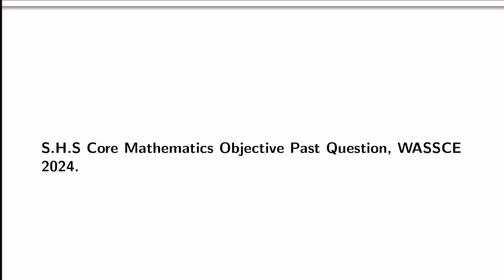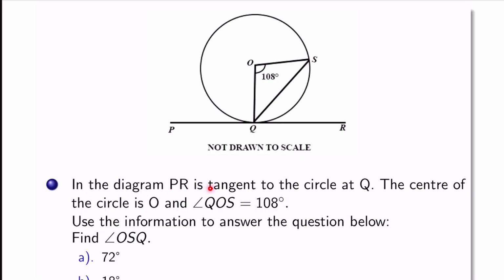We continue with part 3 of the SHS Core Mathematics Objective Past Question WASSCE 2024. In the diagram, PR is a tangent to the circle at Q. The center of the circle is O and the angle QOS is 108 degrees. Use the information to answer the question below.